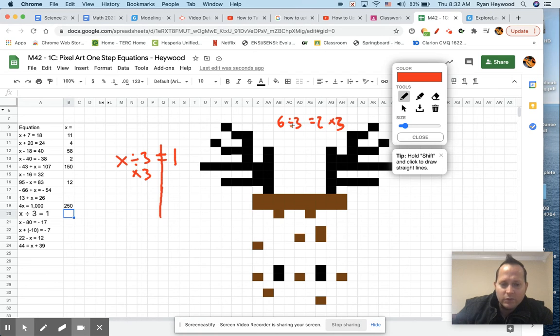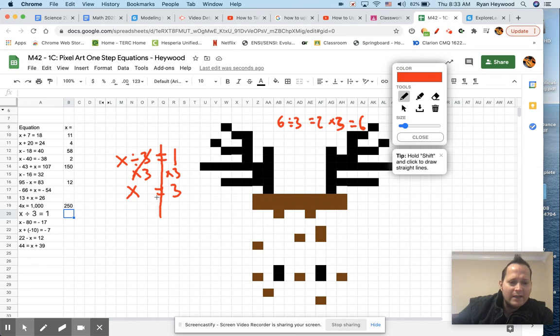We divided by 3, now we're going to multiply it by 3. 2 times 3 equals 6. So this multiplication undoes the division. But what we do to one side, we have to do to the other. So these cancel out, leaving us with just x on this side, and 1 times 3 is 3. So we have x equals 3.